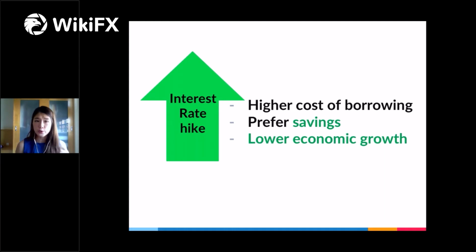Central banks want to increase the interest rate when inflation is too high, when economic growth is too good, when it goes too well. So the central banks have to do something to slow down the economic growth. They increase the interest rate to slow down the spending, so the inflation rate will also be lower.